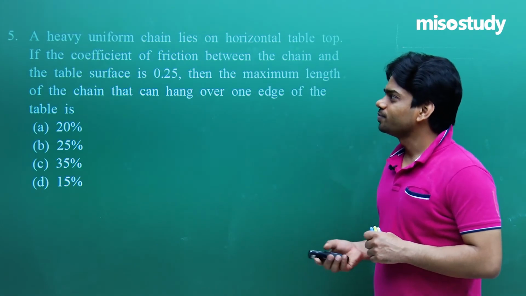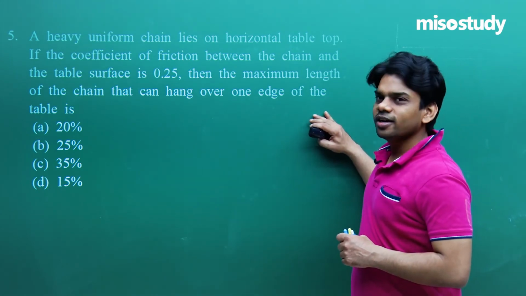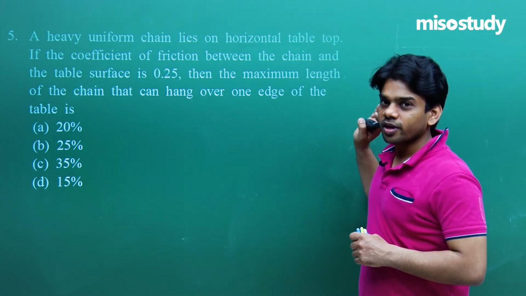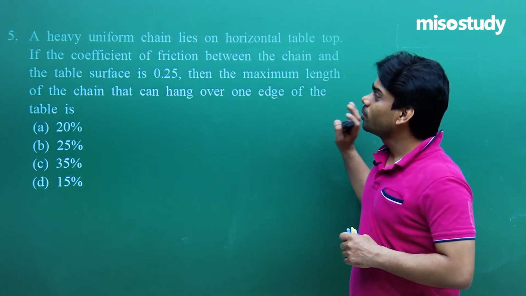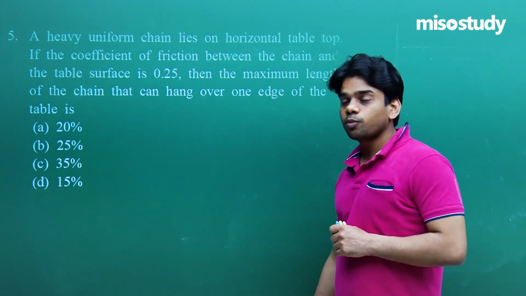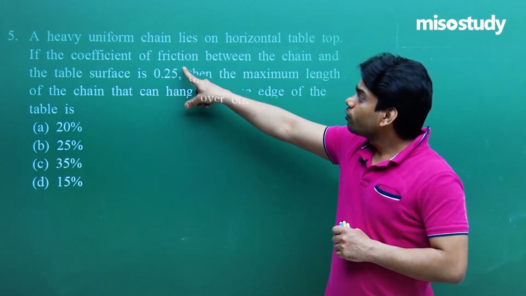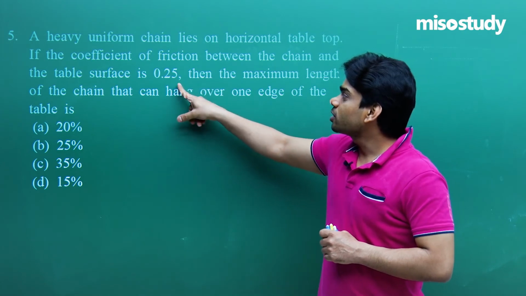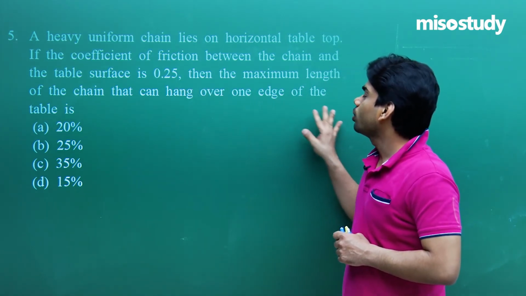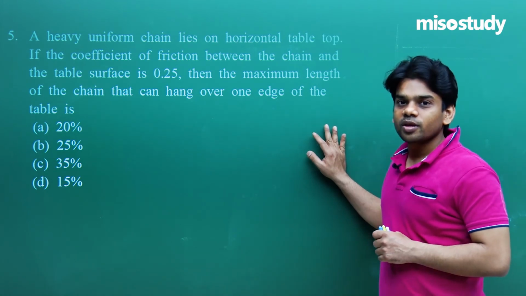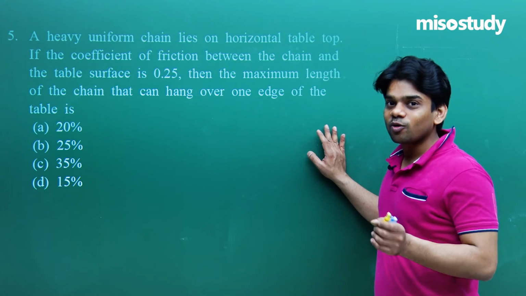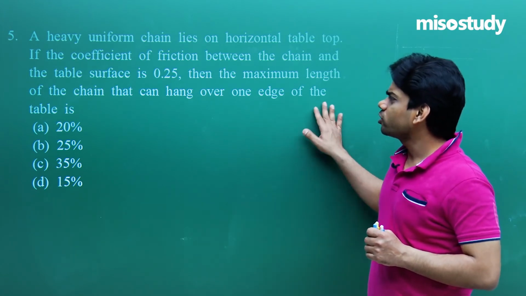Next thing, fifth one. A heavy uniform chain lies on a horizontal table top. If the coefficient of friction between the chain and the table surface is 0.25, then the maximum length of the chain that can hang over one edge of the table is. We need to find out what is the maximum length of the chain that can hang over one edge of the table.